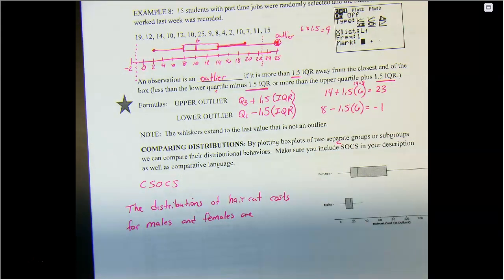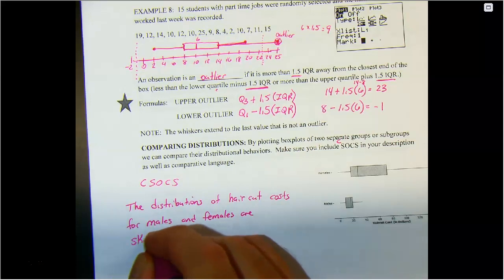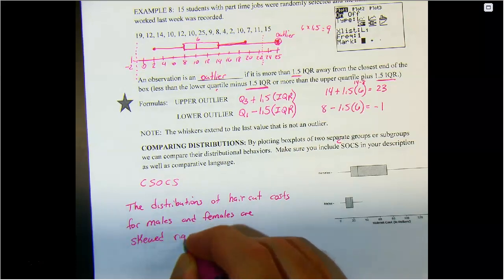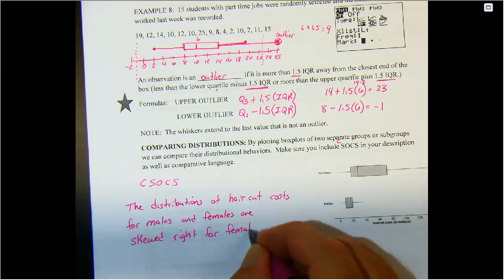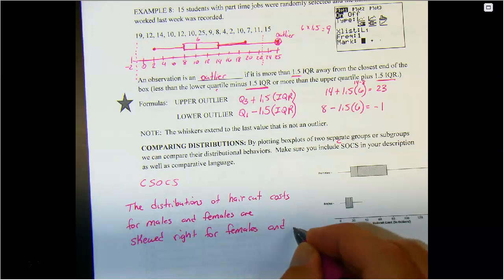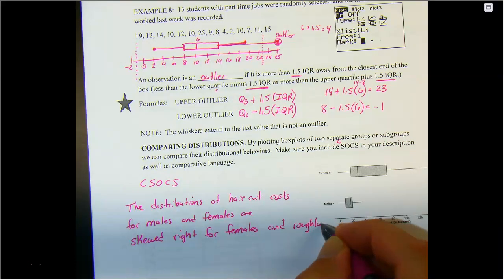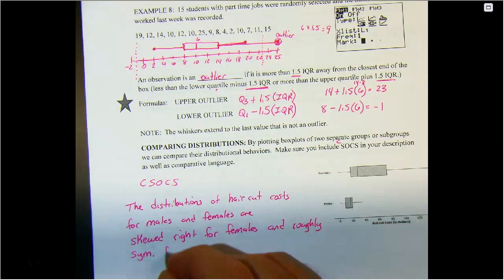Now again, looking at box plots, sometimes we can see characteristics, because if I had symmetric data, my mean and my median would be roughly in the middle. But here we can see that there's a large distance to the right. Since my box is extended on the right and I have a huge right whisker, my female data are skewed right for females and roughly symmetric for males.